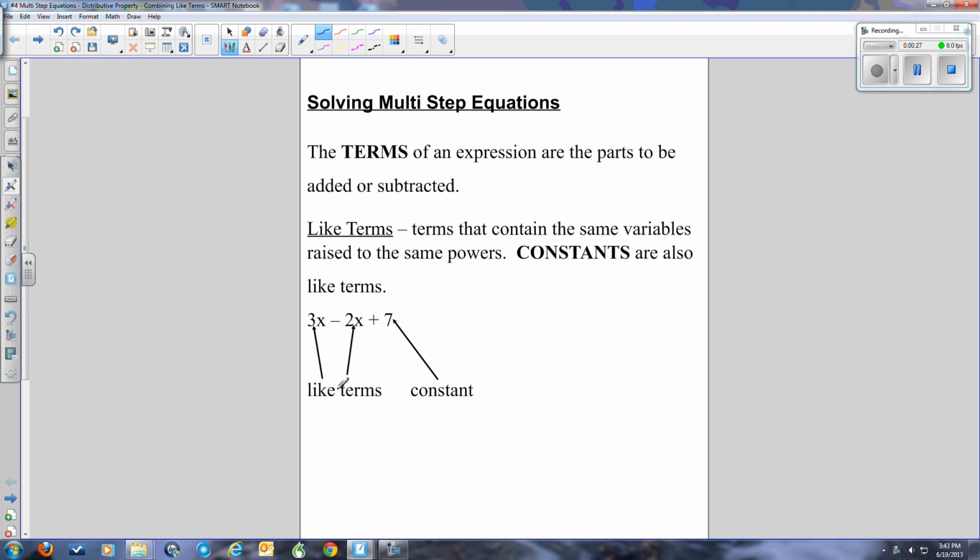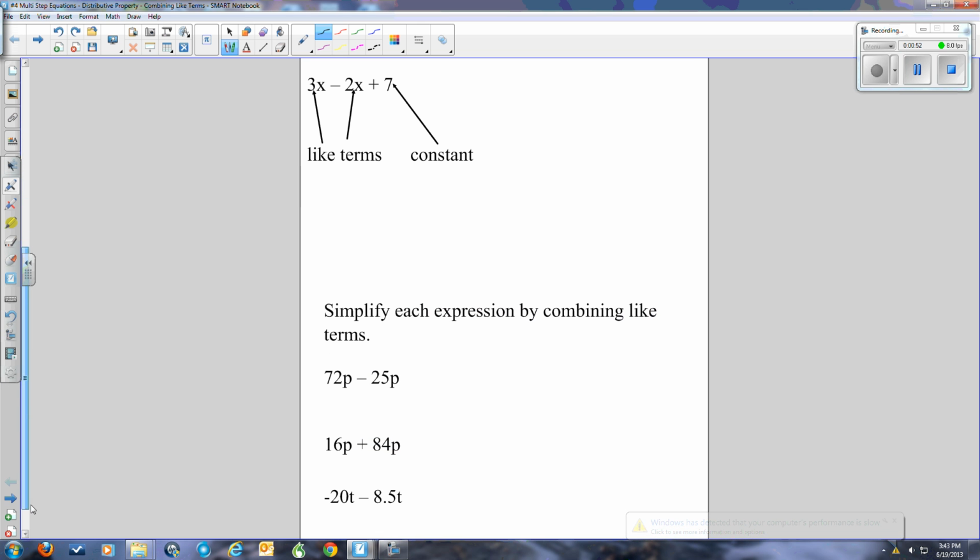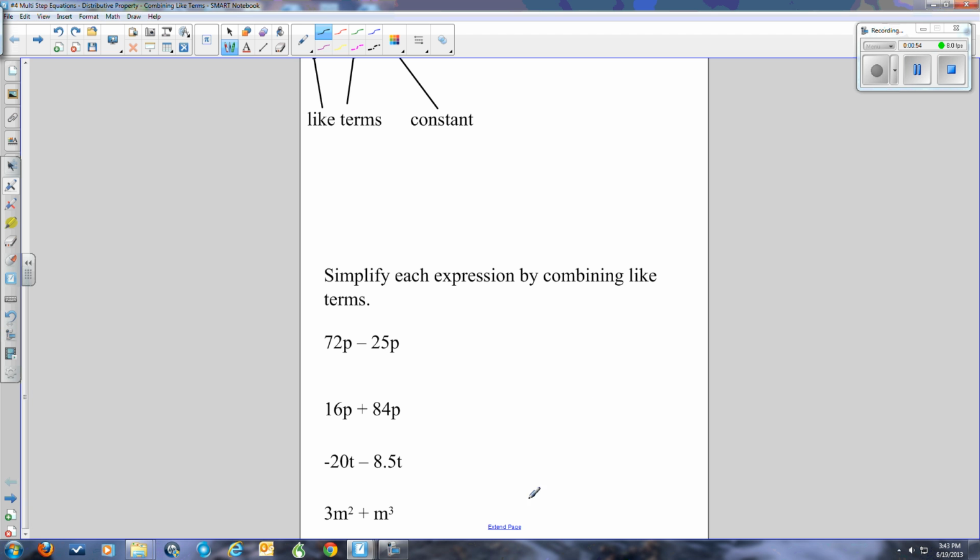So if we look at this particular expression that's here, we have 3x minus 2x plus 7. The like terms are 3x and 2x because they both have the same variable part. And the 7, because that's just a plain old number, is a constant. Now, you can combine like terms together.